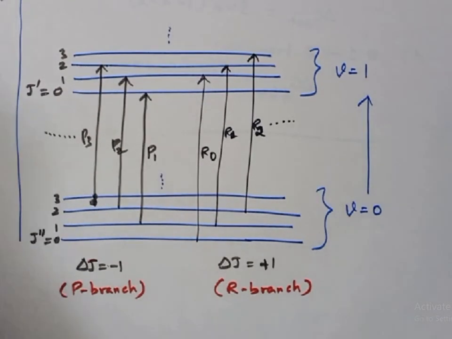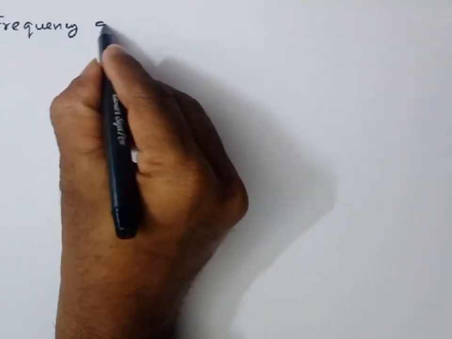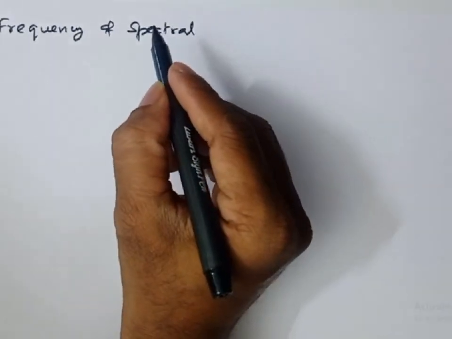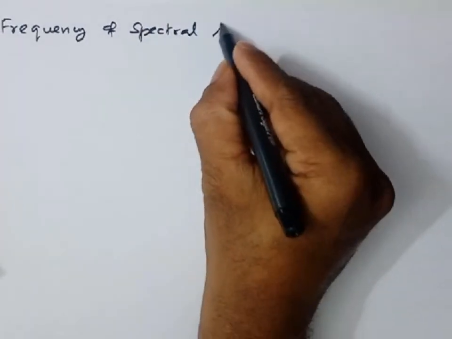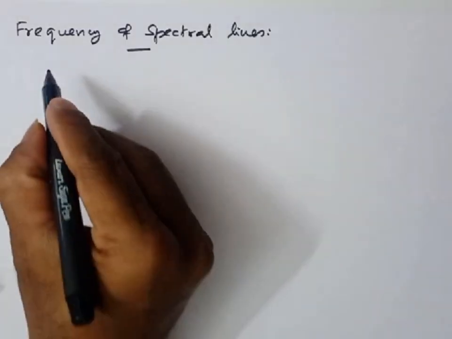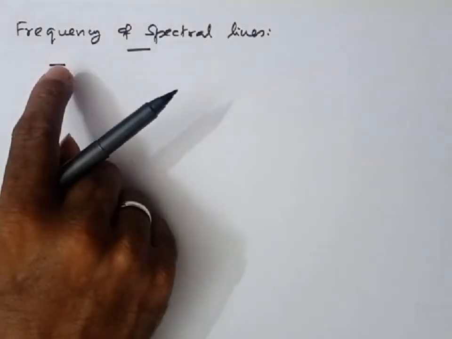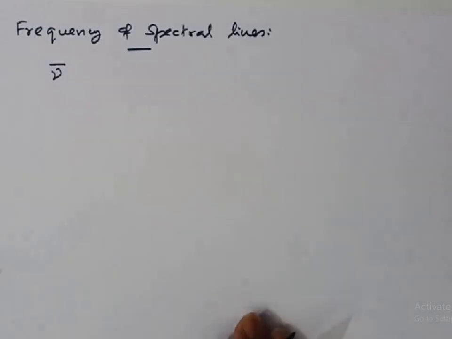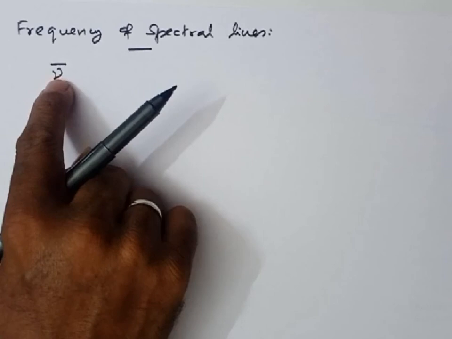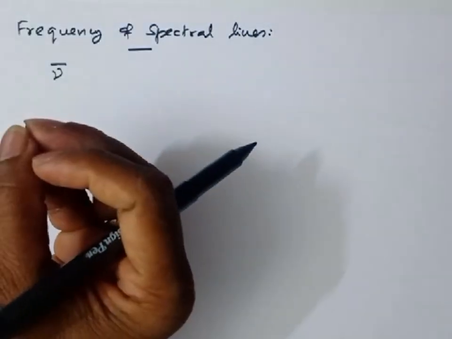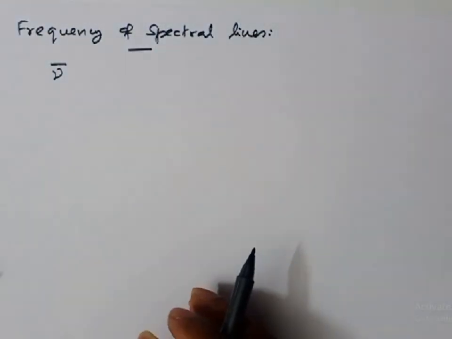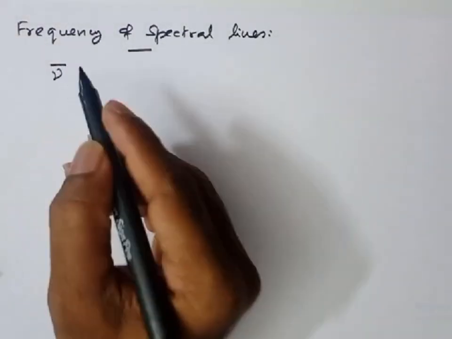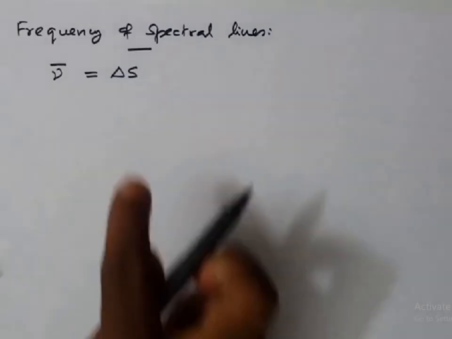Now, let me go to the energy formula. What is the frequency of the spectral line? You know very well, in spectroscopy, frequency we represent as nu bar. Actually, it is the wave number, but wave number we also call frequency. So at what radiation frequency will a particular rotational transition absorb? We are going to focus on the frequency of the spectral line. The frequency of the spectral line is nothing but the energy required for the transition in wave number.